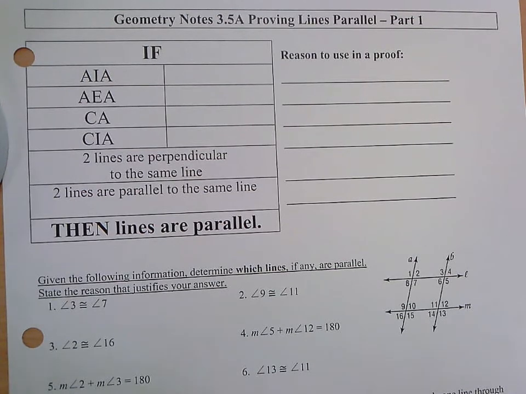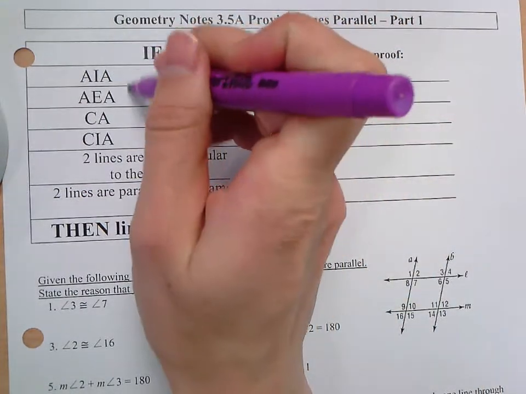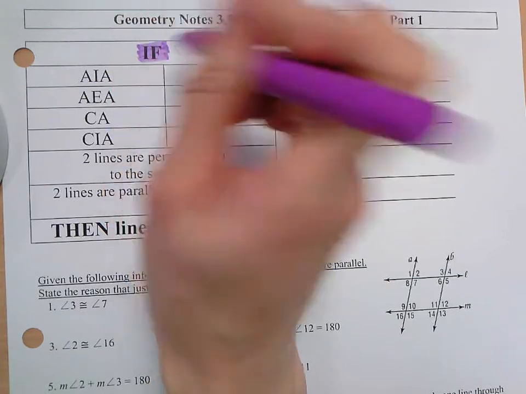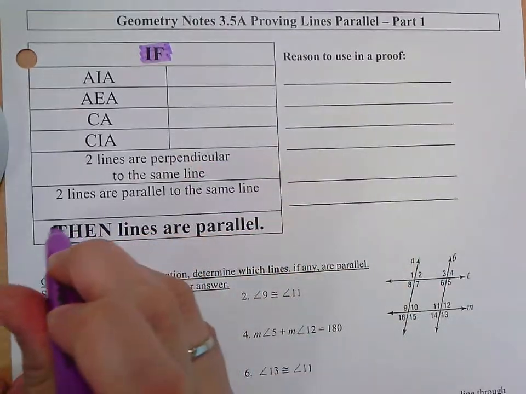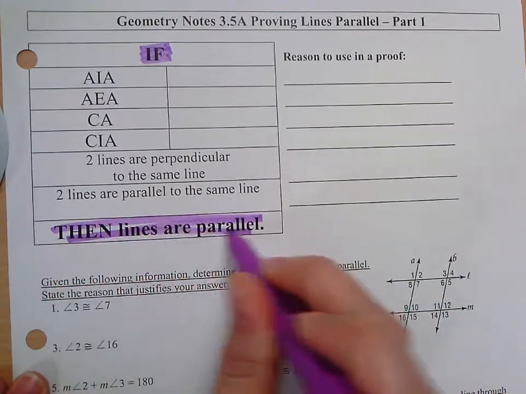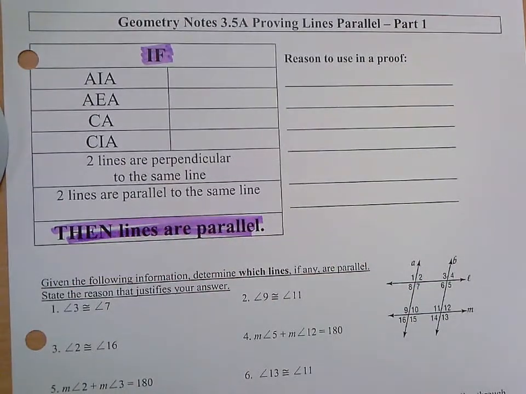Okay, so this is how these would be used in a proof. These all here are the if statements. So it'd be if any of these, then this is the conclusion. So all of these things prove or conclude that lines would be parallel to each other. So we're looking at the different reasons.